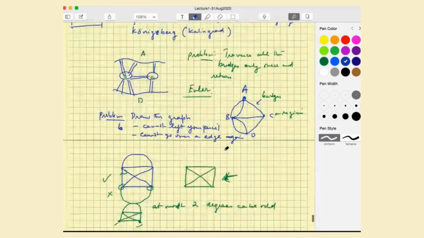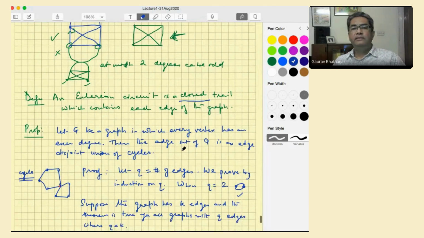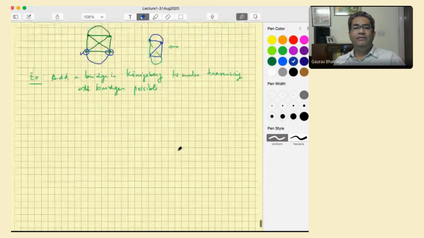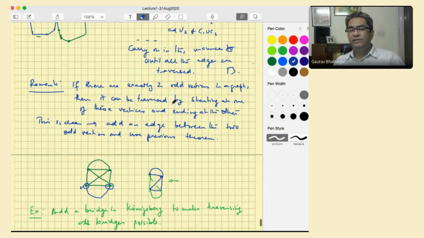So it's a cycle. Yeah, yeah. So in some Eulerian sense, a circuit is a closed trail, and here we are saying that it is traversed. So it's almost Eulerian.